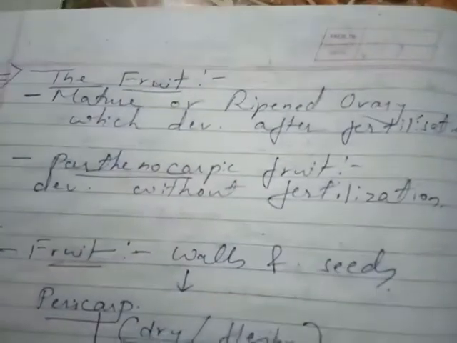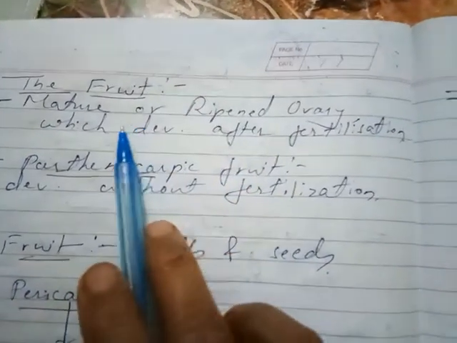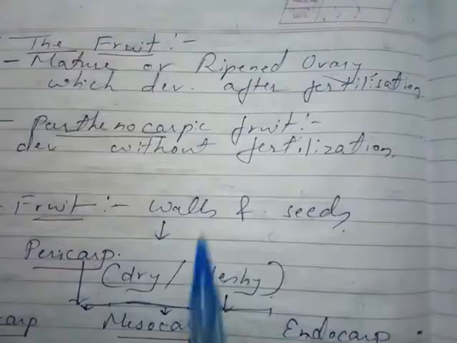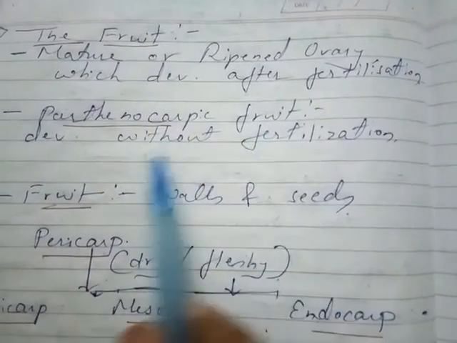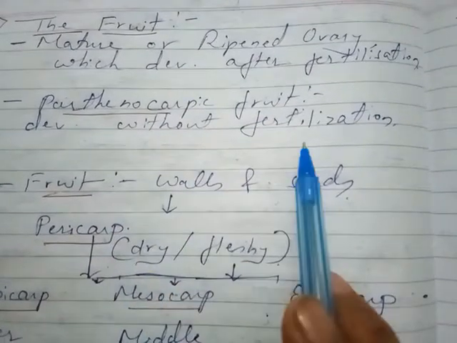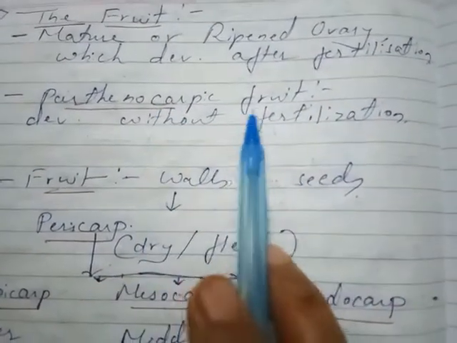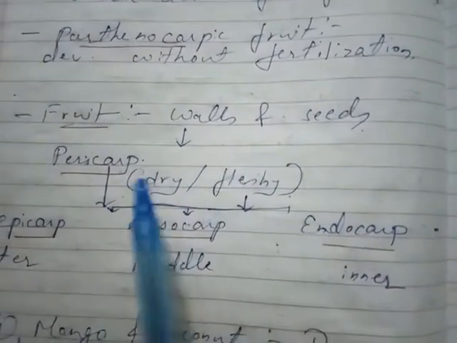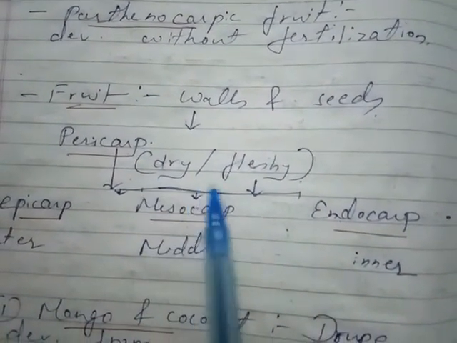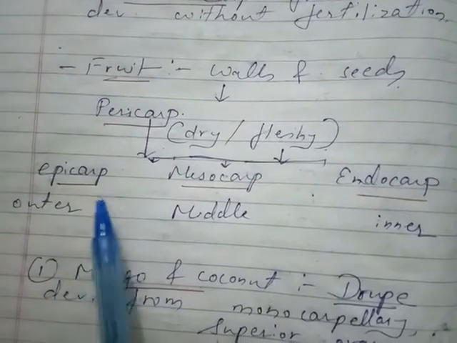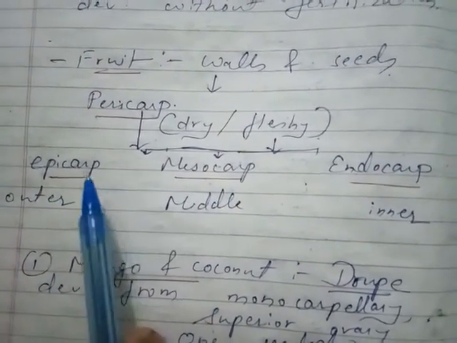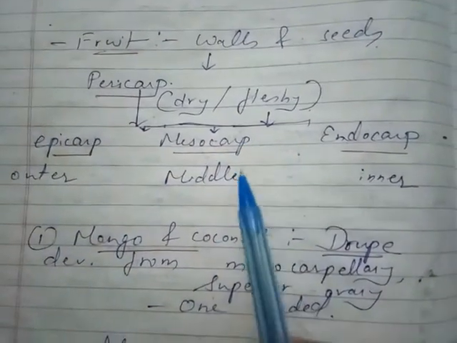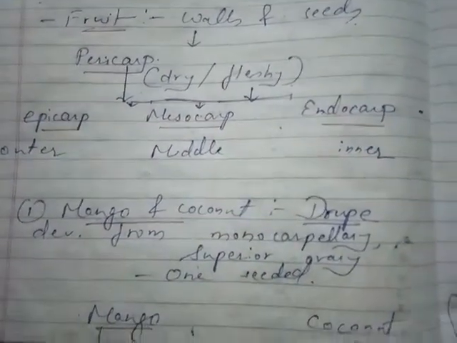Now let us see about the fruit. Fruit is a mature or ripened ovary which develops after fertilization. Parthenocarpic fruit is the fruit that develops without fertilization. Now fruit has walls and the seeds. The walls are called pericarp. It can be dry or fleshy. Pericarp can be epicarp, mesocarp or endocarp. Epicarp is the outermost one, mesocarp the middle one and endocarp is the innermost layer.